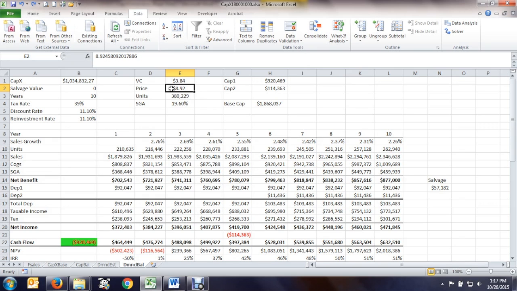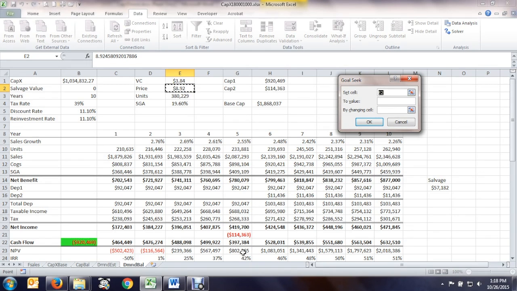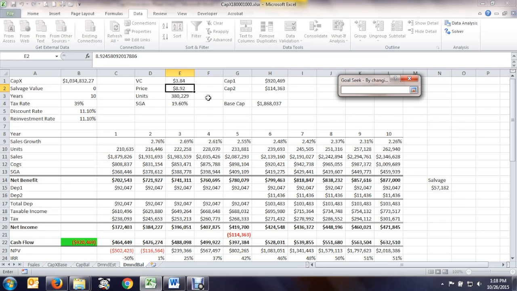The market may be happy with $8.92 as a price. But our competitors might say, well, let's charge $8.90. And now we get into a competitive bidding war on our price until our margins come down and the NPV of the project decreases. So another simple question, again, using the what-if analysis and the goal seek. We want to set NPV in year 5 equal to 0, by changing the price cell.